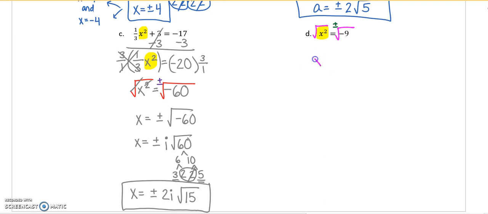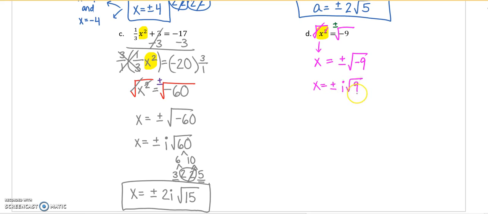So this is going to give me x squared. Oops, not x squared. I'm sorry. This is going to give me just x, because the square root and the square cancel out. So it's just x equals the plus or minus square root of negative 9. And then once again, I'm going to simplify. I see a negative, so right away I'm thinking i. So it's i square root 9.